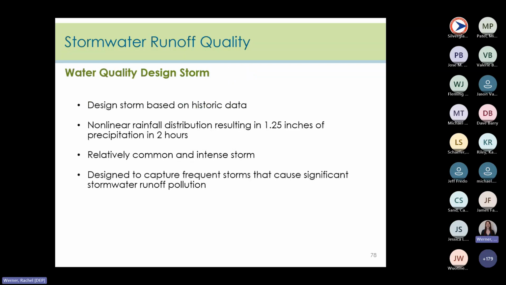Now, let's talk a little bit about what the water quality design storm is. We keep mentioning it, but what is it? Well, it's a design storm based on historic data that is specific to New Jersey. It's a relatively common and intense storm that introduces TSS into our collection systems and waterways. And more specifically, it is a nonlinear rainfall distribution resulting in 1.25 inches of precipitation in 2 hours. And let's take a look at what that means exactly.